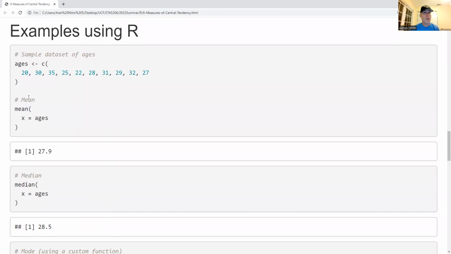So here are some examples. Let's say that this is my data. When I take the mean, the regular, add them all up and divide by n, I get 27.9.